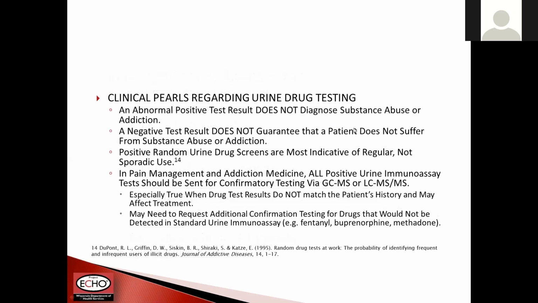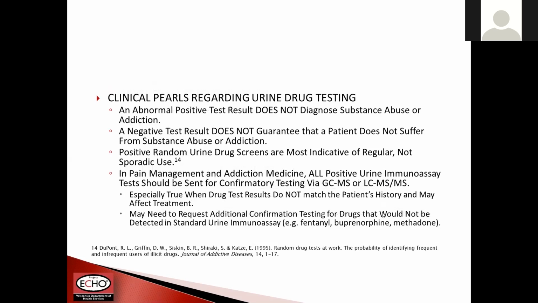So, clinical pearls quickly regarding urine drug testing. The important thing to remember is an abnormal positive test result that you don't expect does not diagnose substance abuse or addiction. Substance use or addiction is a clinical diagnosis. The testing may help support your diagnosis, but it does not diagnose a disease. A negative test result does not guarantee that a patient does not suffer from substance use or addiction. So if you have a clinical history that's consistent with substance use disorder, just because they test negative doesn't mean that they don't have a substance use disorder.